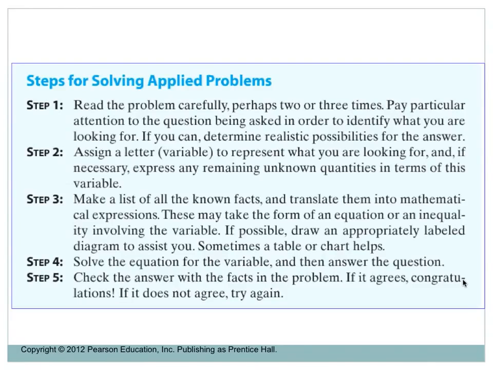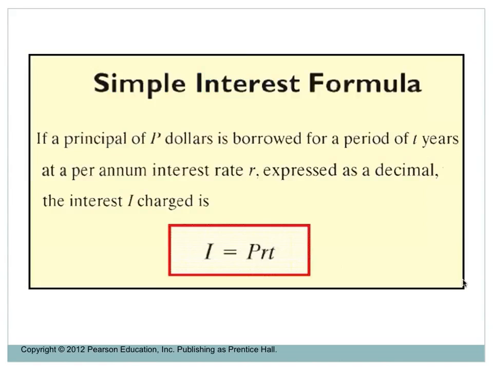Step 2 is to assign a letter or a variable, same thing, to represent what you are looking for, and if necessary, express any remaining unknown quantities in terms of this variable. Make a list of all the known facts, that's step 3, and translate them into mathematical expressions. These may take the form of an equation or an inequality. And then if possible, you want to draw an appropriate labeled diagram to assist you. Sometimes you could use a table or a chart. Step 4 is to solve the equation for the variable and then answer the question. And then step 5 is to go ahead and check it with the facts of the problem.